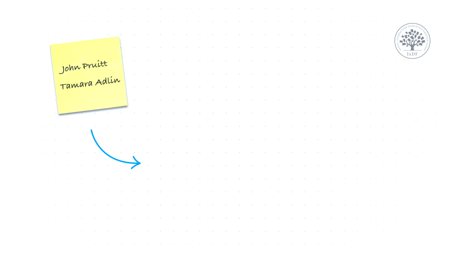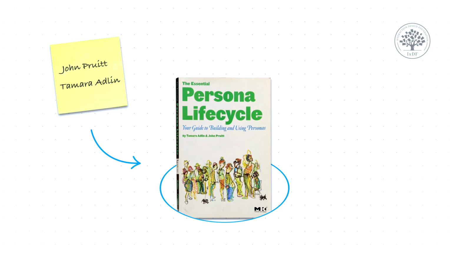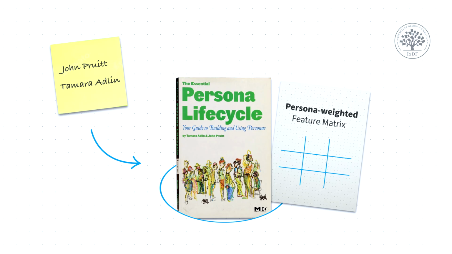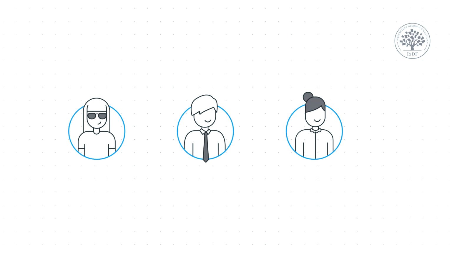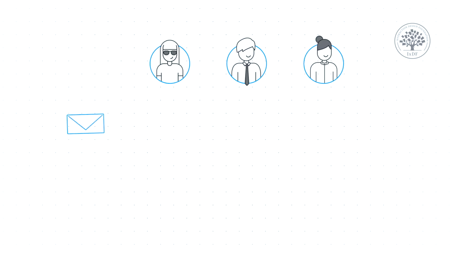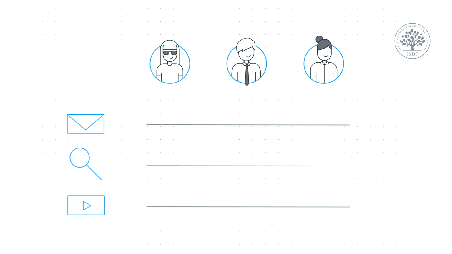John Pruitt and Tamara Adlin, in their book, The Persona Lifecycle, describe a persona-weighted feature matrix. I don't actually know whether they invented it or are just including it in their book from another source, but it's a perfectly straightforward concept that you have your personas across the top of the table, and you have features in some way describing the implementation of your system.